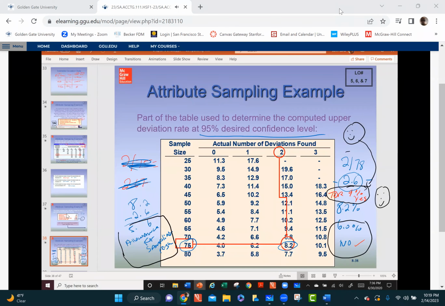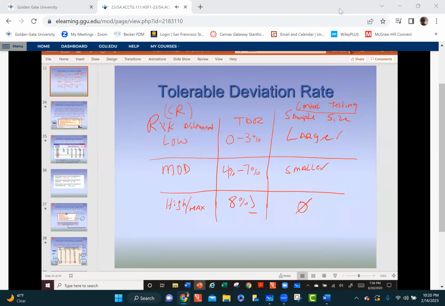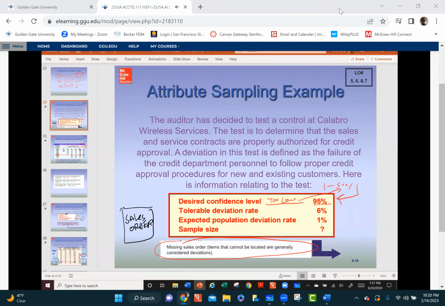Let me ask you this. Do you want to pull more sales orders at this point to see if they're screwed up too? Okay, you could do that, but you're going to have to go back now. And I think your expected deviation rate has gone up. So that's going to determine a new sample size for you. So you'd have to be somewhat scientific about how you do that. But I think your expected deviation rate would go up now.